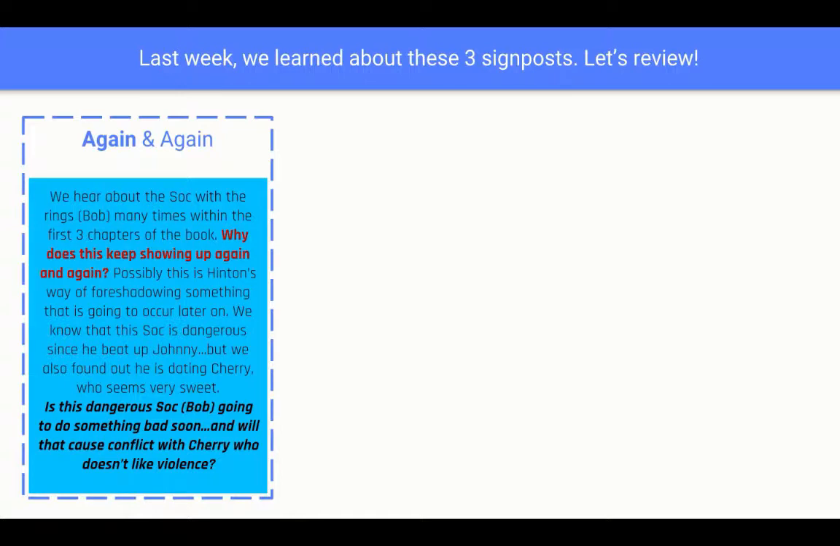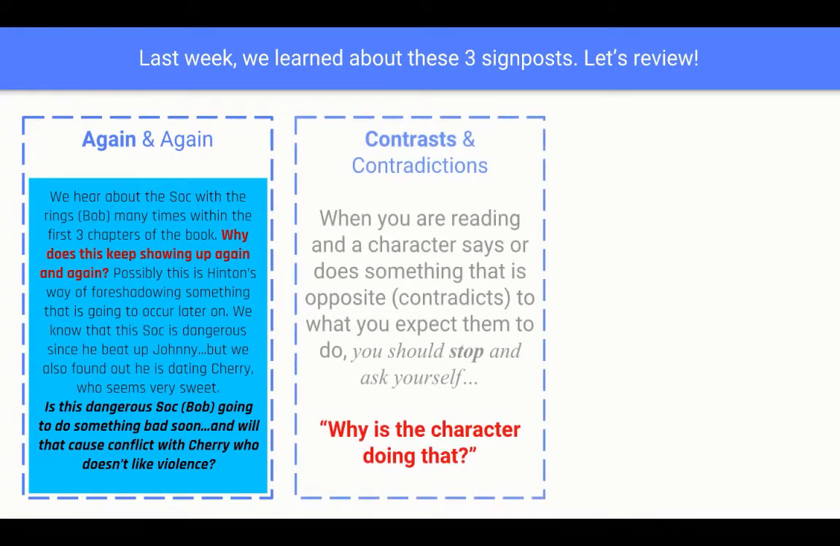We know that this Soc is dangerous since he beat up Johnny, but we also found out he's dating Cherry, who seems very sweet. And so when I took it a step further, I just said, is this dangerous Soc, Bob, going to do something bad soon? And will that cause conflict with Cherry, who doesn't like violence? Because I'm starting to see their juxtaposition. Speaking of juxtapositions, contrasts and contradictions.